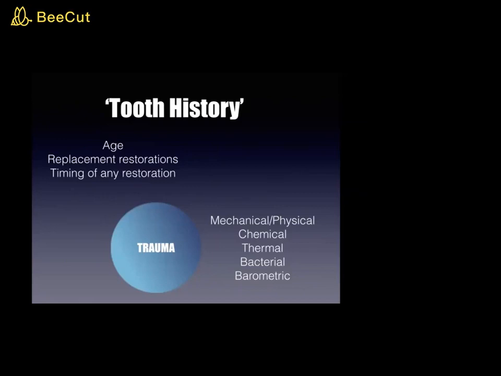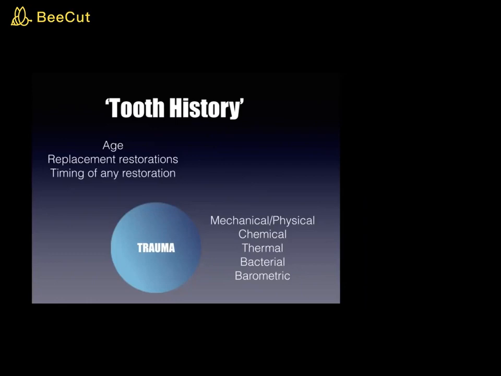Every time you go into a tooth and you cut into dentine, you are causing pulpal inflammation. If you look on the right, the various types of trauma that this pulp is getting: mechanical, physical, chemical, thermal, bacterial. Every time you cut a tooth, you're definitely mechanically and physically insulting that pulp. When you apply your materials, your etch and bond, you're causing an irritation to the pulp.